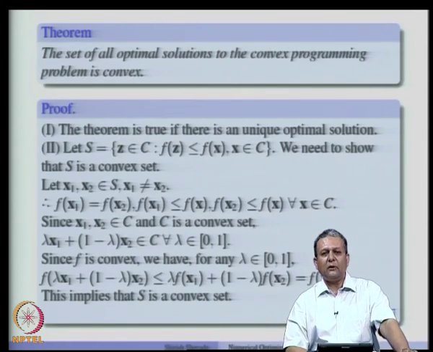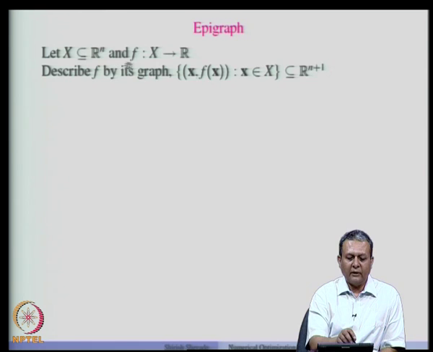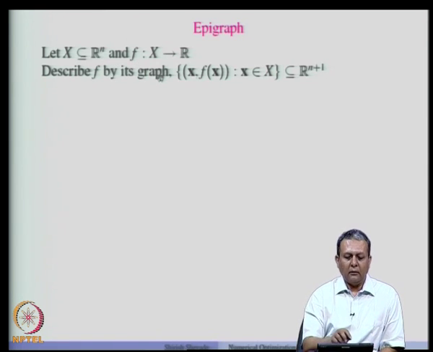One of the things that we would like to study is how we characterize a convex function. To characterize a convex function, there is a nice way. Let us define a function f from X to R and describe the function by its graph. This graph is a subset of the n plus 1 dimensional space, and it consists of the points (x, f(x)), where x belongs to the domain of the function.